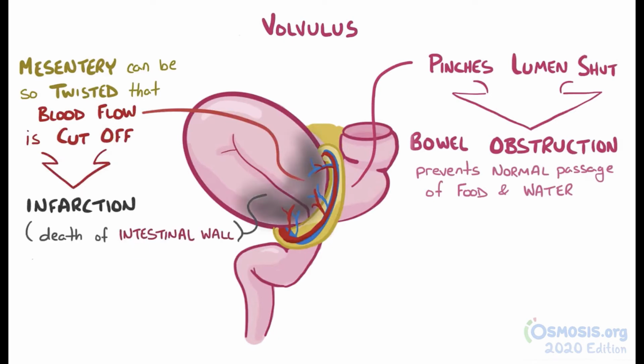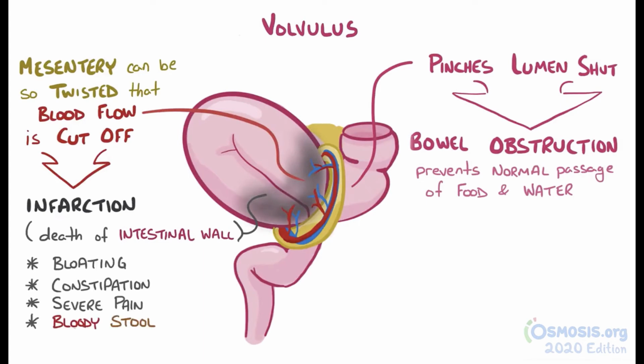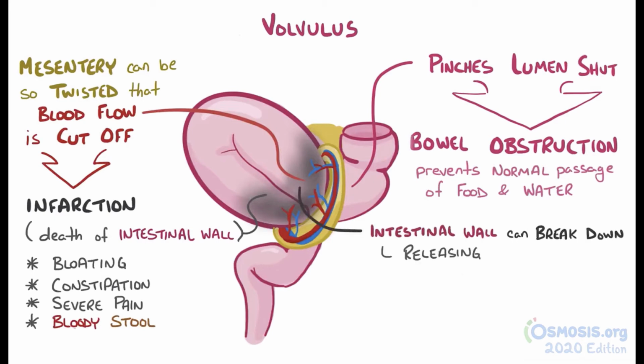This can cause a variety of symptoms, ranging from mild bloating and constipation to severe pain and bloody stools. In fact, bowel infarction can also cause the intestinal wall to break down and allow the bacteria in the gut to move into the body, which causes sepsis and the potential for cardiovascular collapse.